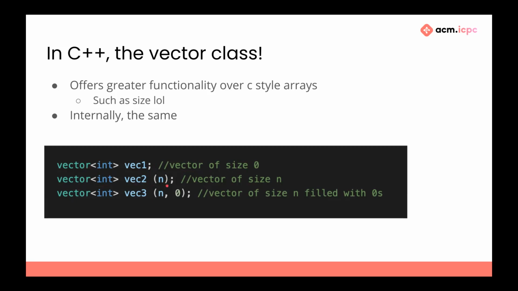Something to keep in mind though is that if you just specify a size, you're not specifying what values you want to initialize each element to. So if you just use this syntax, you would have random values in the vector. If you want to specify a certain value to initialize each element to, you could use this second syntax, which is just adding a second parameter. By adding a 0 at the end, we created a vector of size n filled with all zeros.